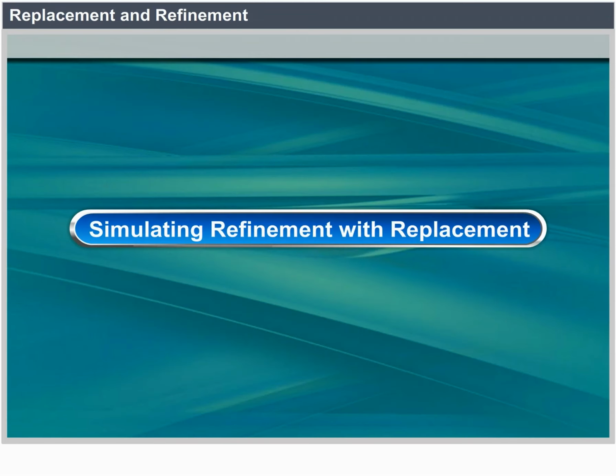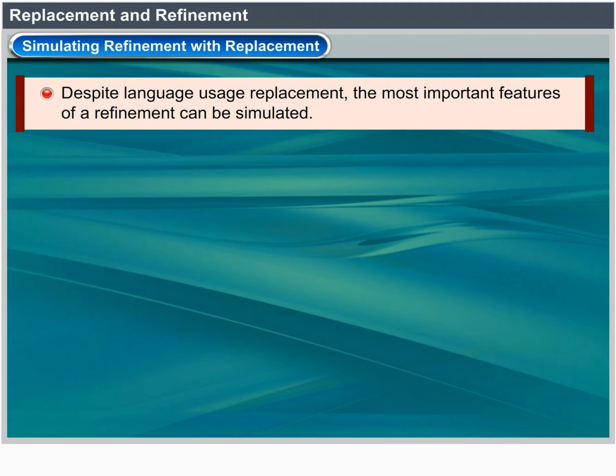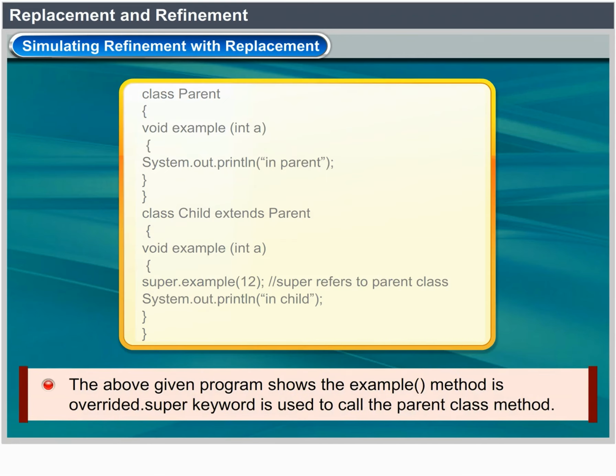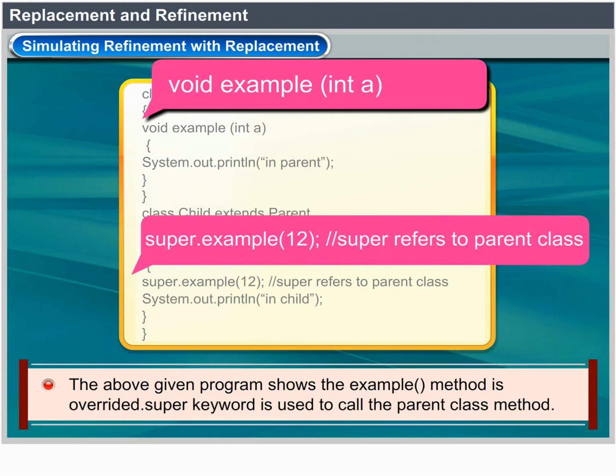Simulating refinement with replacement. Despite languages using replacement, the most important features of a refinement can be simulated. Class parent { void example(int a) { System.out.println("in parent"); } } Class child extends parent { void example(int a) { super.example(12); Here super refers to the parent class. System.out.println("in child"); } } The above given program shows the example method is overridden. The super keyword is used to call the parent class method.